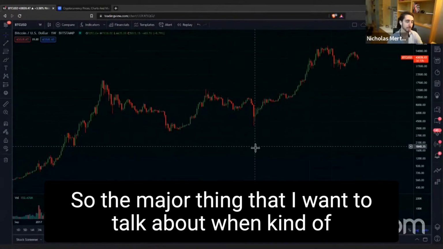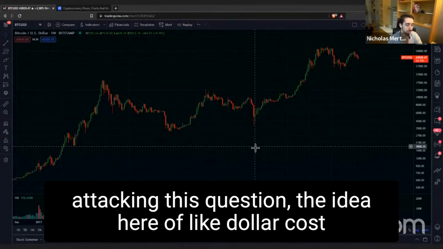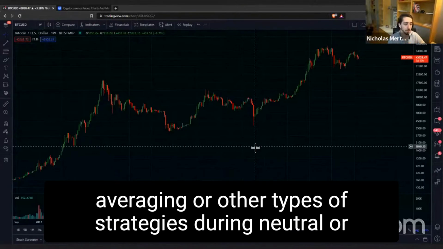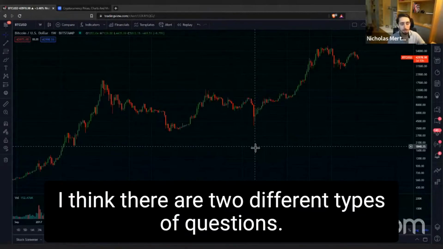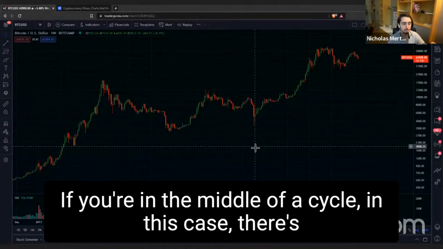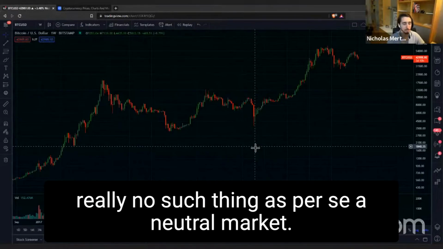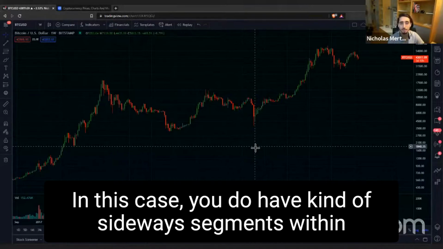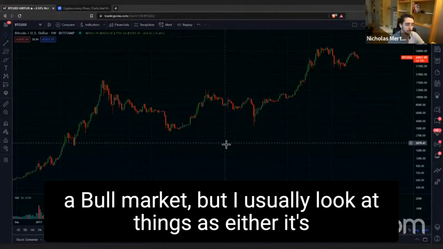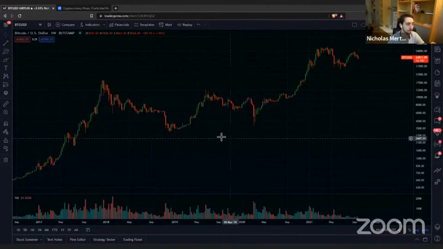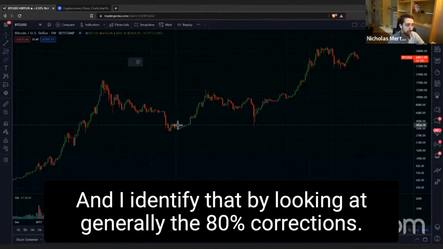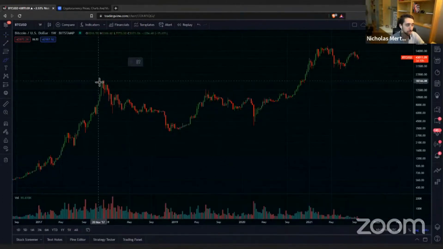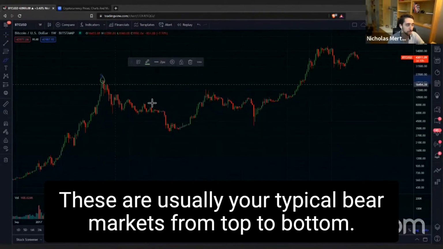The major thing I want to talk about when attacking this question, the idea of dollar cost averaging or other types of strategies during neutral or bear markets. I think there are two different types of questions. If you're in the middle of a cycle, there's really no such thing as a neutral market. You do have sideways segments within a bull market, but I usually look at things as either a bull market or a bear market. And I identify that by looking at the 80% corrections. These are usually your typical bear markets from top to bottom.